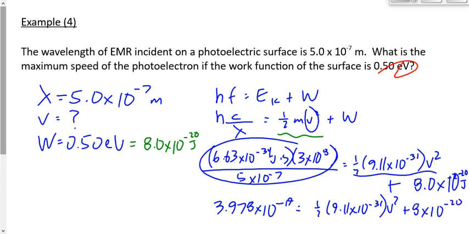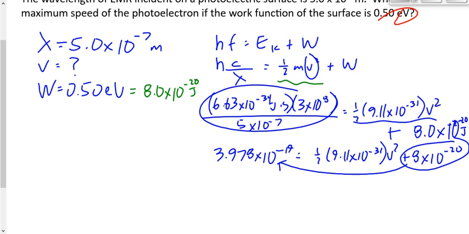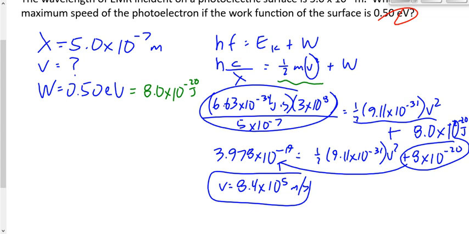Going to take the 8 times 10 to the negative 20 over by subtracting, multiply by 2, divide by 9.11, and then square root, and we end up getting 8.4 times 10 to the 5. That's a typical speed of a moving charge, 10 to the 5, 10 to the 6 meters per second. So this seems like it might be a realistic answer. All right.